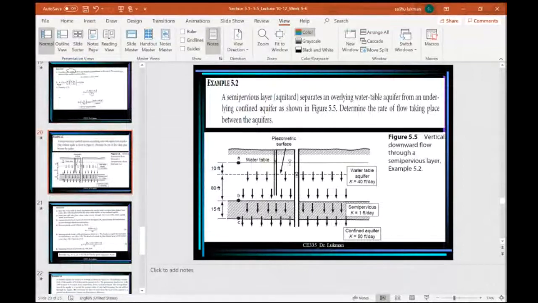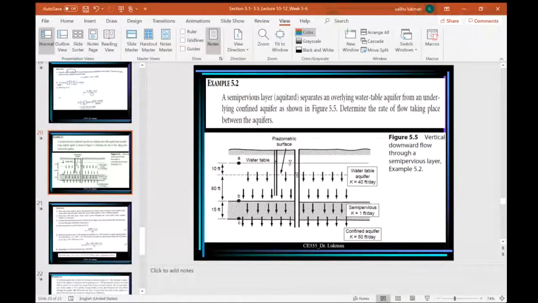Now, this is another example. This is another example which says a semi-pervious layer, which is an aquitard, meaning it barely allows water to pass through it, separates an overlying water table aquifer from an underlying confined aquifer as shown in figure 5.5. Determine the rate of flow taking place between the aquifers.